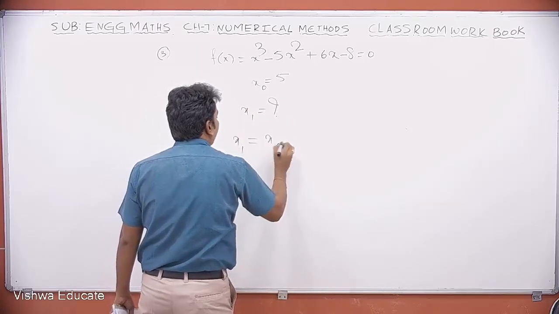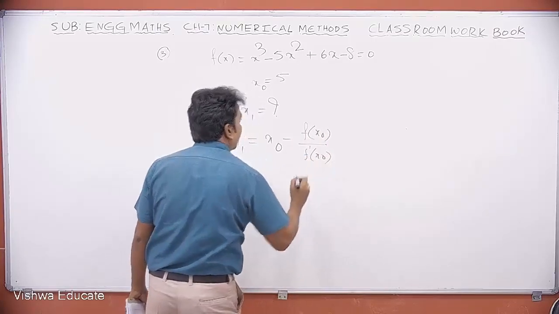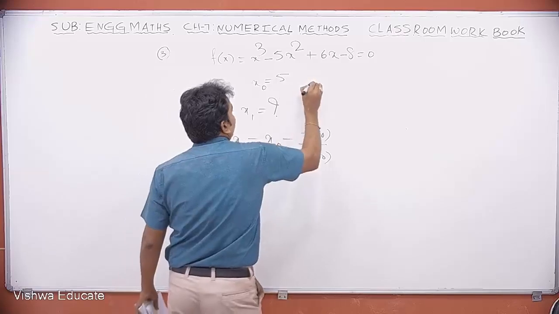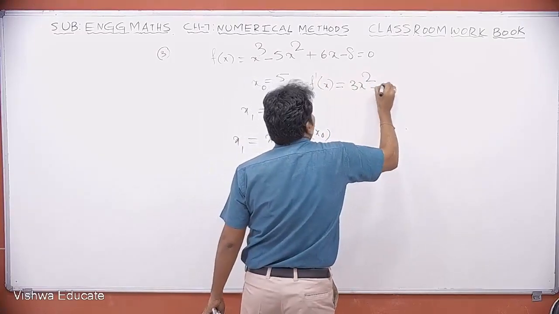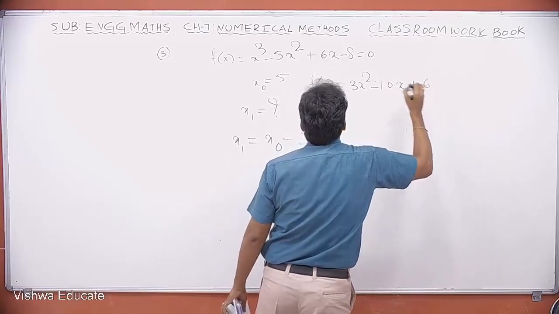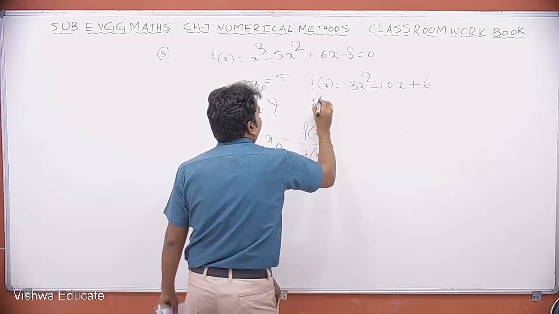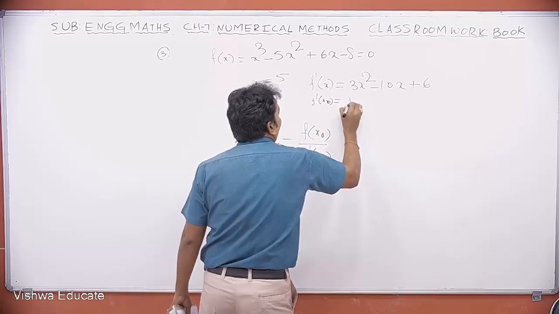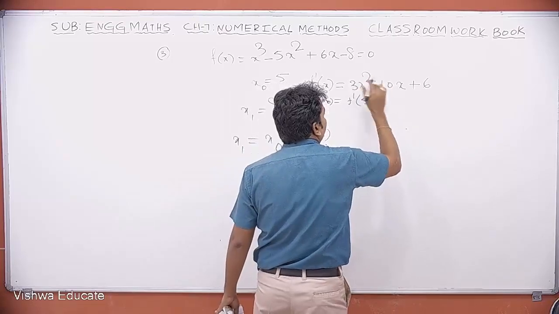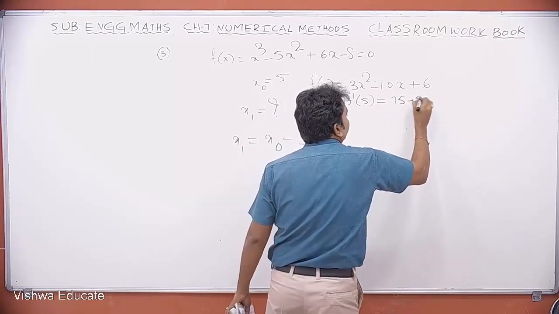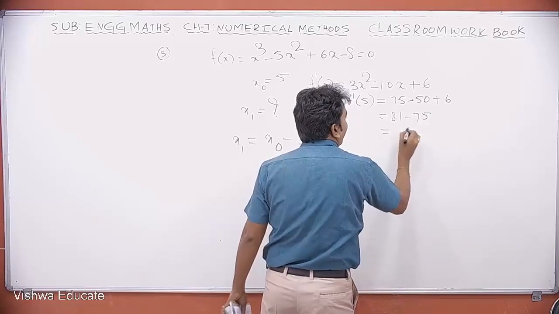So this is x naught minus f of x naught divided by f dash of x naught. Now here what is f dash of x, the derivative? So this is 3x square minus 10x plus 6. So here f dash of x naught, this is f dash of 5. 3 into 5 square, 5 square is 25, 25 times 3 is 75, minus 50 plus 6.